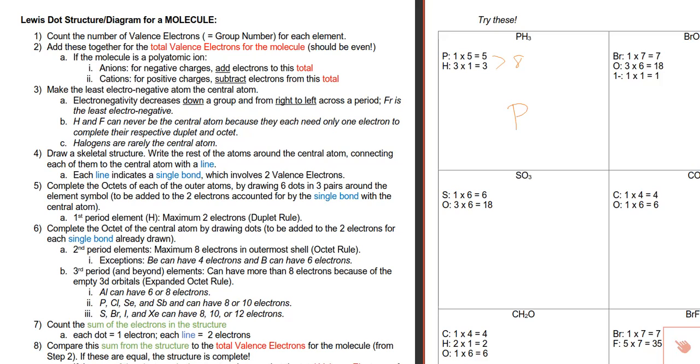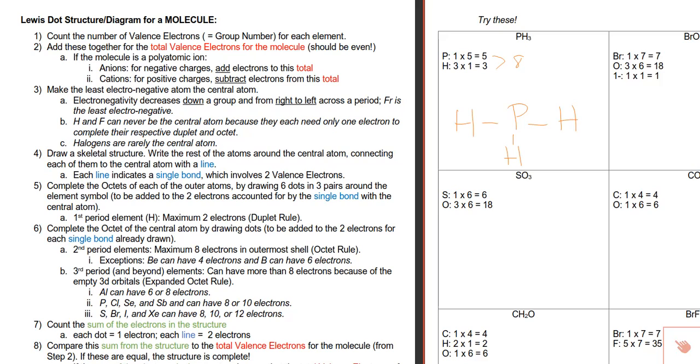So that means that phosphorus is the central atom, and I'm going to go ahead on to step 4, which means I'm going to draw a skeletal structure. I'm going to write the remaining atoms around phosphorus, drawing a single line connecting them to phosphorus. Each single line represents a single bond, which involves 2 valence electrons. All of this is noted in step 4.